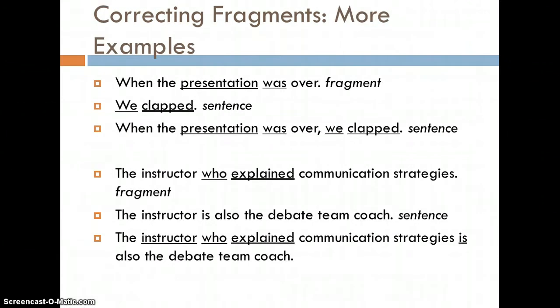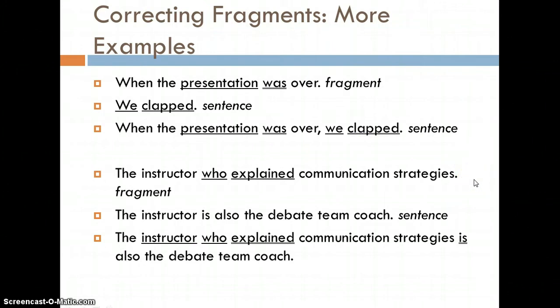We'll look at a couple more examples of correcting fragments. We looked at this example before. "When the presentation was over." We've got our subject, presentation, and we've got our verb, was, but this fragment leaves us hanging. Well, what happened when the presentation was over? What we can do is combine it with an independent clause, "we clapped," to form a complete sentence. We can explain what did happen when the presentation was over? "When the presentation was over, we clapped." So now we have a complete thought. The reader is no longer left hanging or wanting more information.